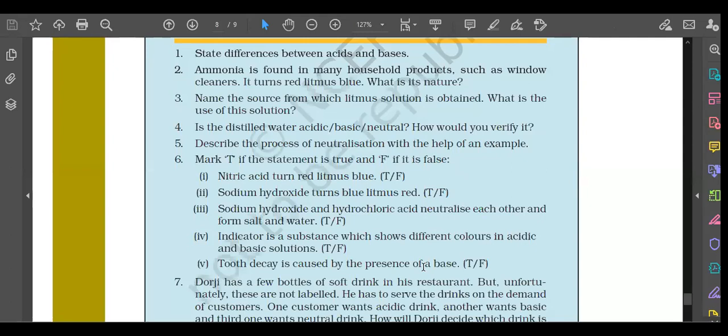Yes, very good. False. I just said, it is because of acid, right? Right, everyone? It's false, right? I just said tooth decay is caused by acid. We use toothpaste because toothpaste consists of base. Okay, everyone? Right?